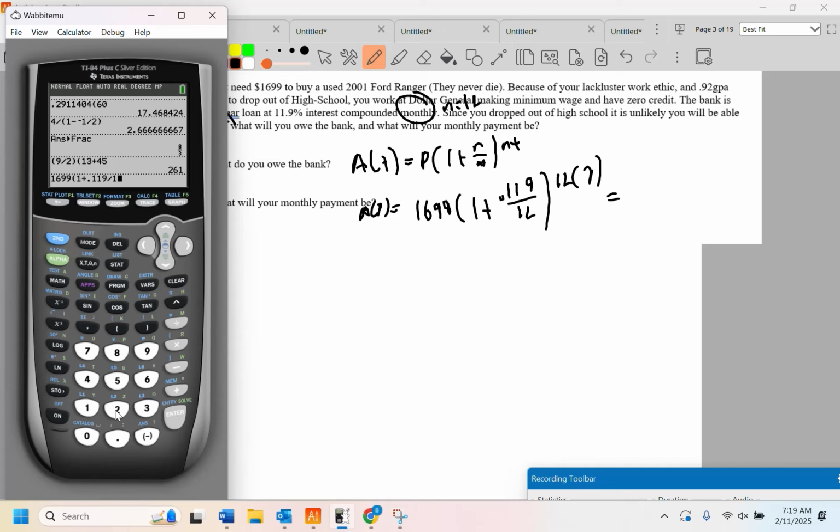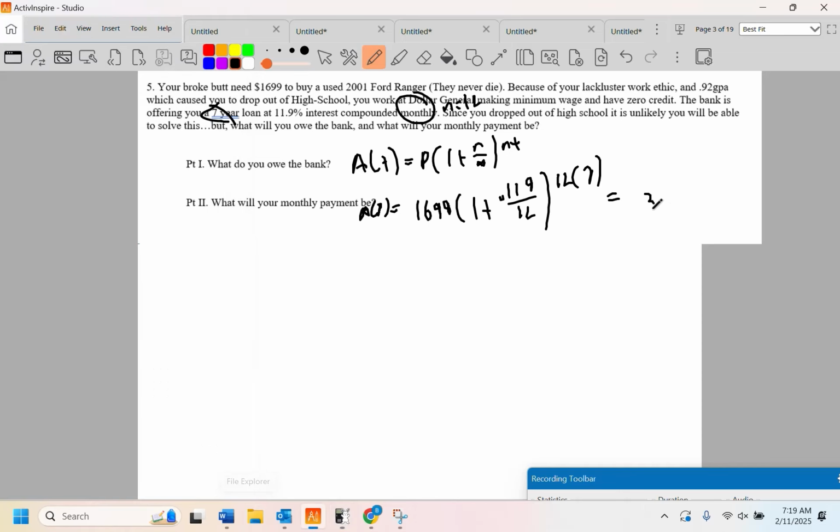Poor people don't understand the cost of borrowing money. If you don't know 12 times 7 is 84, don't worry, your calculator won't judge you. 38.92 and a nickel. So the interest alone was $2,100 and some change, right? Paid more in interest than you did for the actual vehicle.